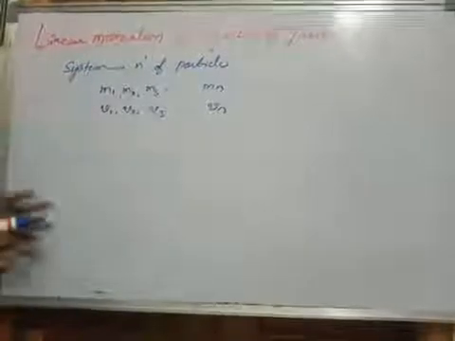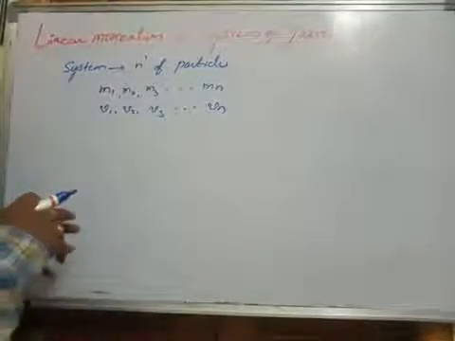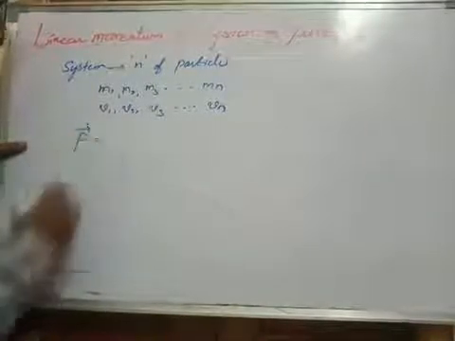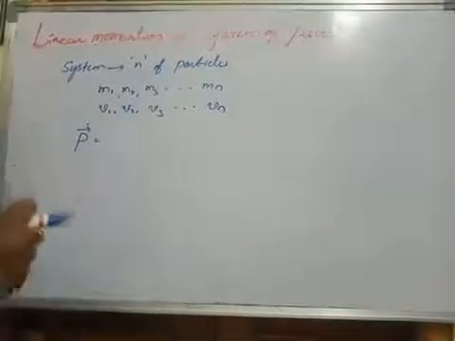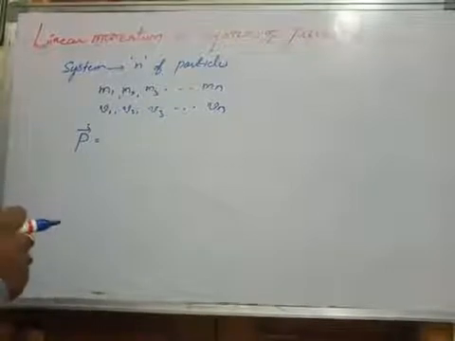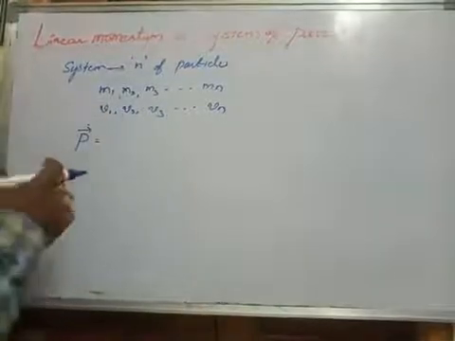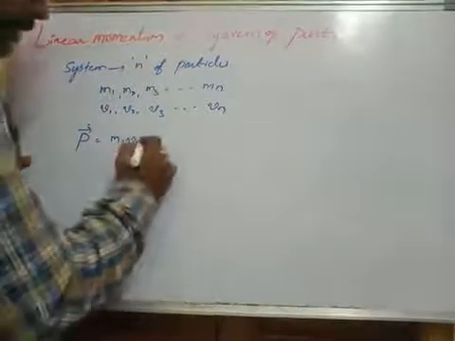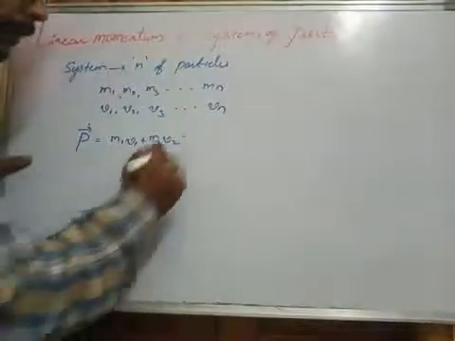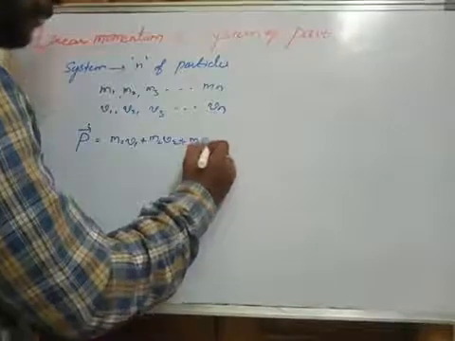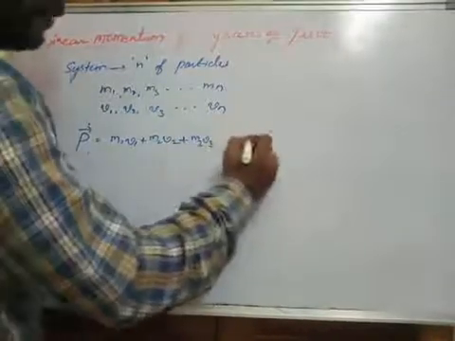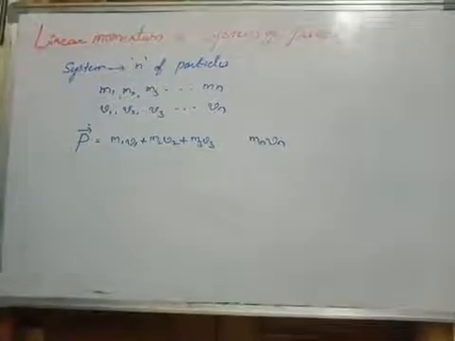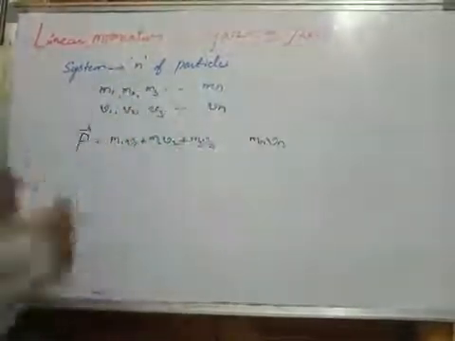Now, the total momentum of the system can be written as P bar equal to the total momentum of all individual particles: m1 v1, the momentum of the first particle, plus m2 v2, the momentum of the second particle, plus m3 v3, the momentum of the third particle, and so on up to mn vn, the momentum of the nth particle. So this is the total momentum of the system of particles.